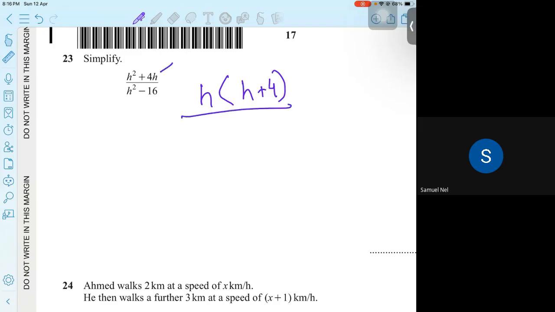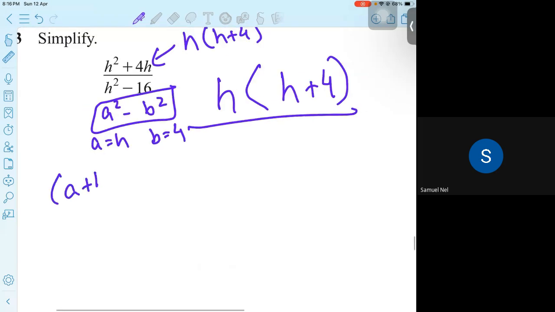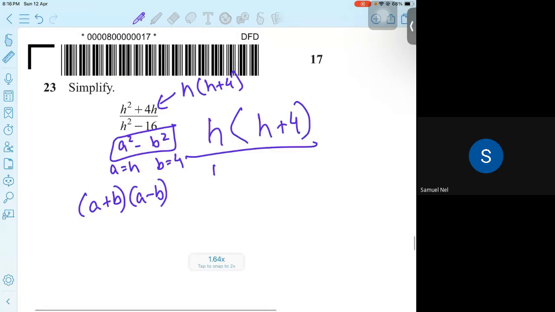Okay, so when I factorize this, I know I can take h as the common factor. When I'm factorizing this, I know this is a very common form of a square minus b square, where a is equal to h and b is equal to 4. Are you all with me? So a square minus b square comes out to be (a plus b) and (a minus b). We know this rule, right? So this comes out to be h plus 4, and then h minus 4.